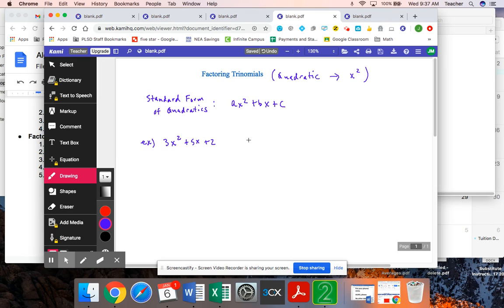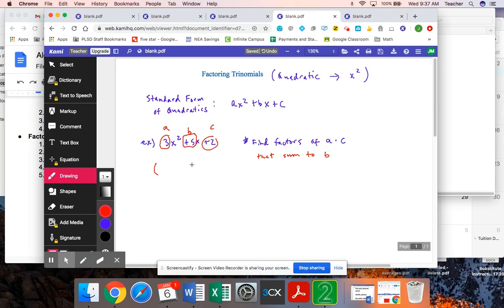Now, when you factor this, what you really need to do is to find factors of a times c that sum to b. Remember, a is the thing in front of the x squared, so 3. And then c is the coefficient or the constant by itself. Factors of a times c that sum to b. So this is b, this is a, this is c. So that's what we're trying to find.